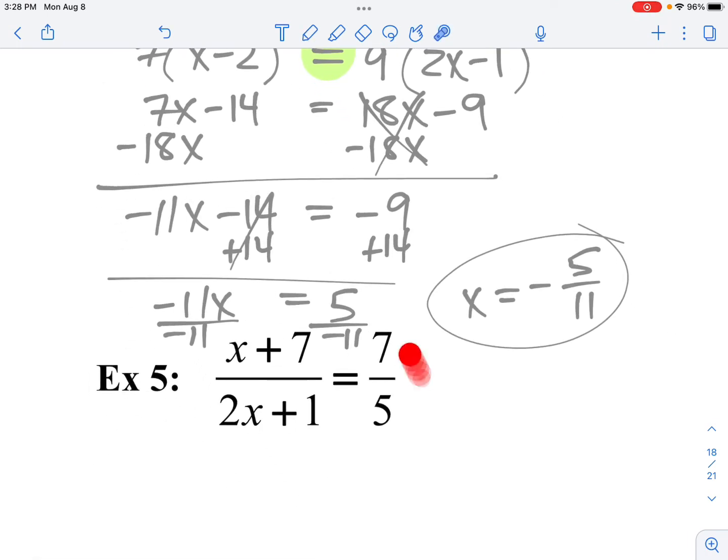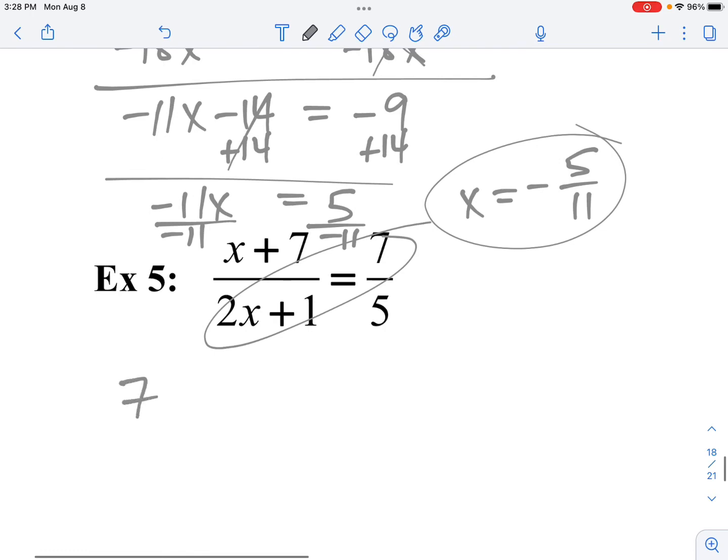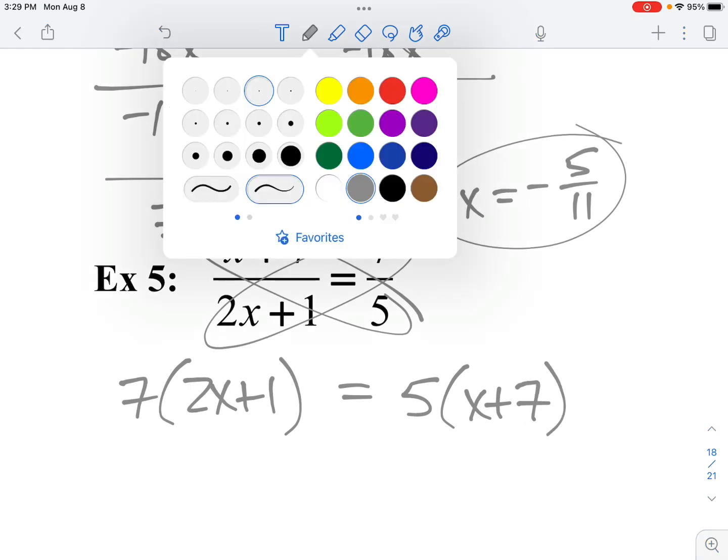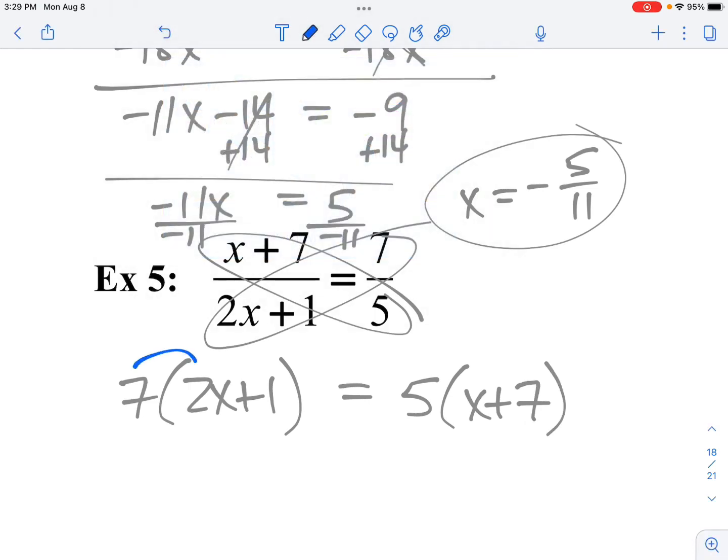This proportion looks a little bit different just because it's a whole number and a whole number here, but I know whenever I see fraction equals fraction, that means cross multiply. So here I go. I'm going to take my 7 and distribute it into 2x plus 1. Keep the equal sign. I'm going to take the 5 and distribute it into x plus 7. Whenever I see that whole number with parentheses, I want to distribute.